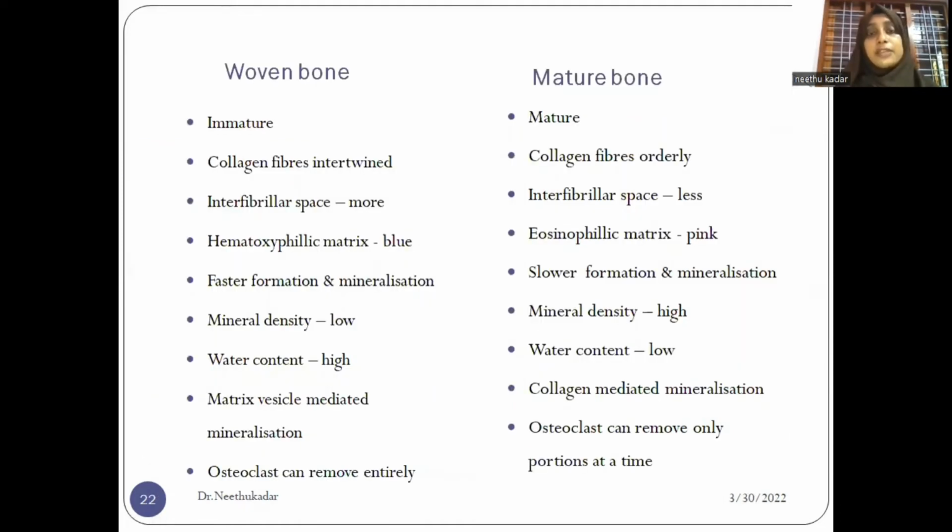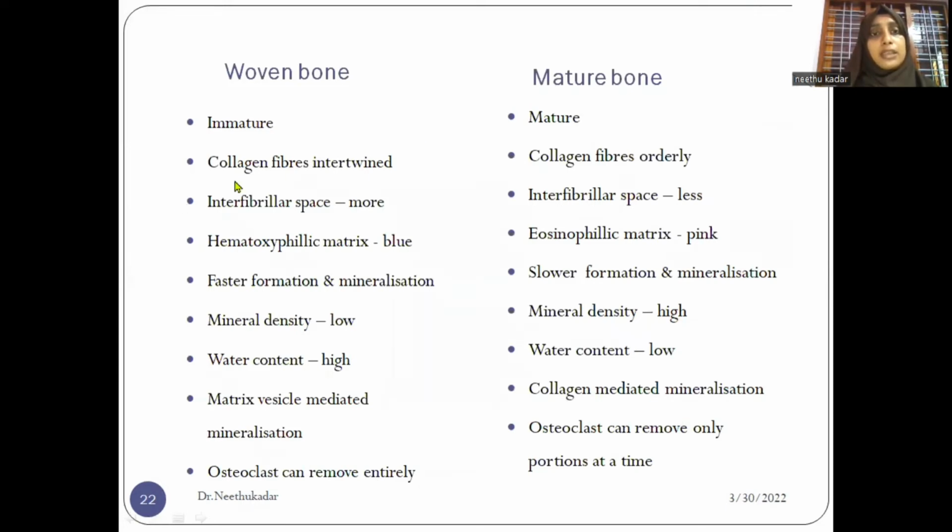Let's see the difference between woven bone and mature bone. Woven bone is also called embryonic bone and it is immature in nature. It is formed during the embryonic period or intrauterine life of a child. Whereas mature bone is matured; the embryonic bone gets replaced by mature bone after birth and during adult life.